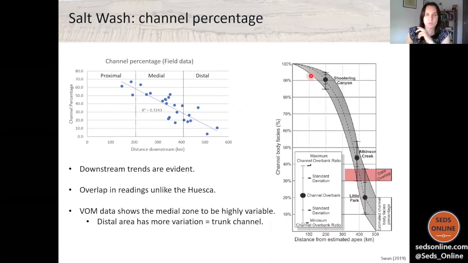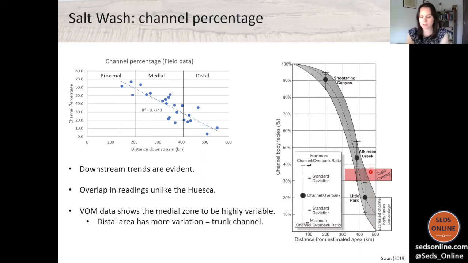Now, because we're much more proximal, we're not actually seeing that overlap in the data at all. At Atkinson Creek, the medial, and the distal localities, again, we're starting to see that overlap in the data. So we're not seeing that clear separation like we did on the Huesca fluvial system. And in the distal, we're seeing a lot more variation as well.